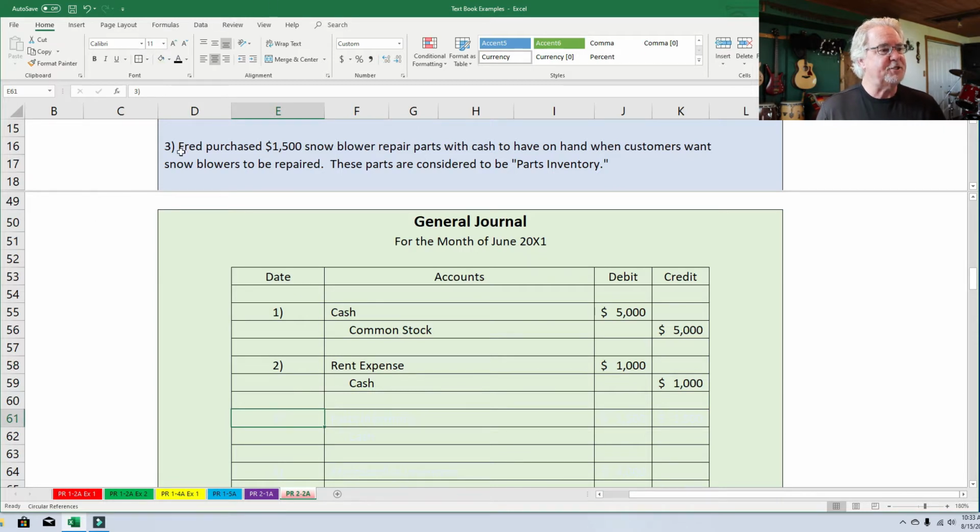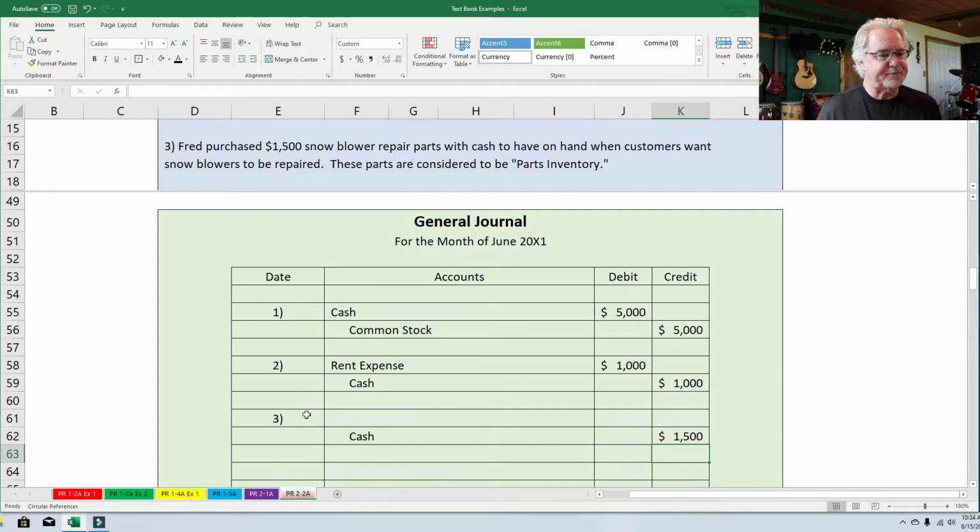Number 3, Fred purchased $1,500 snowblower repair parts with cash to have on hand when customers want snowblowers to be repaired. These parts are considered to be parts inventory. So Fred is spending cash. Cash is going out. How are you going to list cash? Do you remember? When cash comes in, listed first. When cash goes out, listed second. So we're going to list it second. Cash is going out. And how much cash is going out?